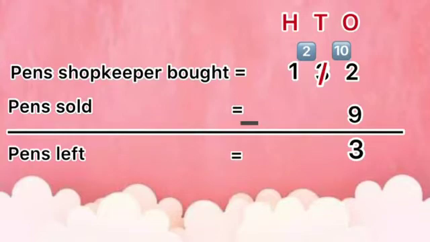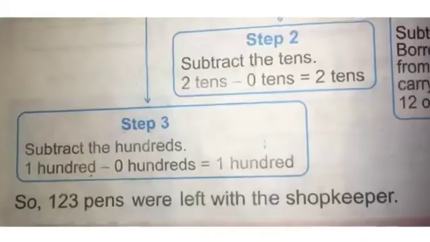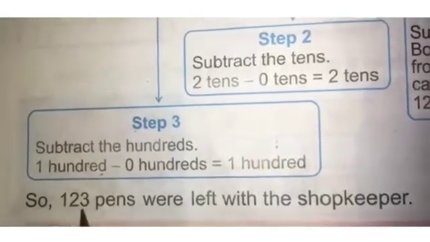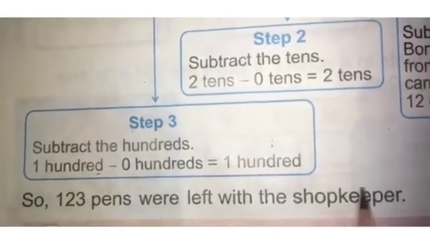Students, now we will do step 2. Subtract the tens. 2 tens minus 0 tens and it will become 2 tens. Now students, subtract the hundreds. 1 hundred minus 0 hundreds and it will become 1 hundred. So 123 pens were left with the shopkeeper.